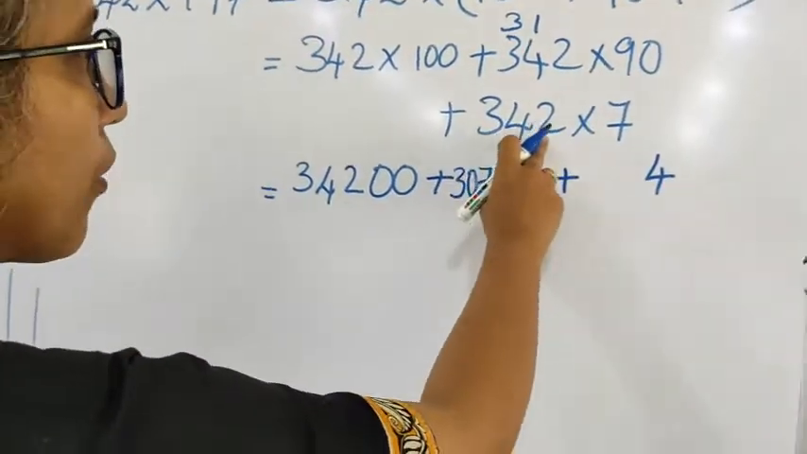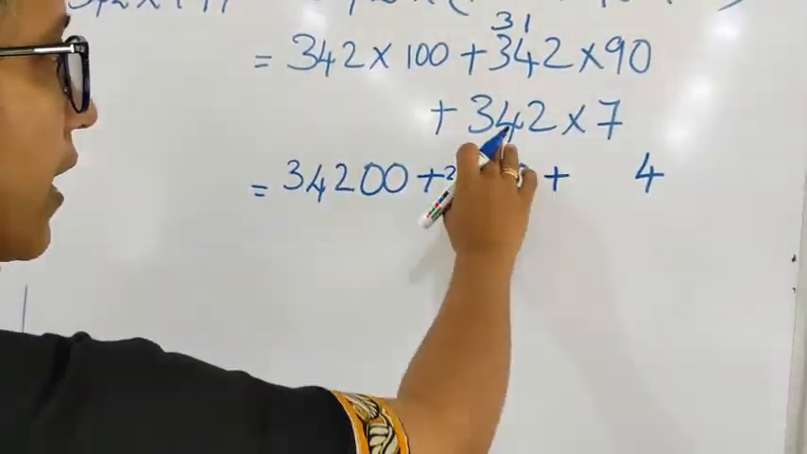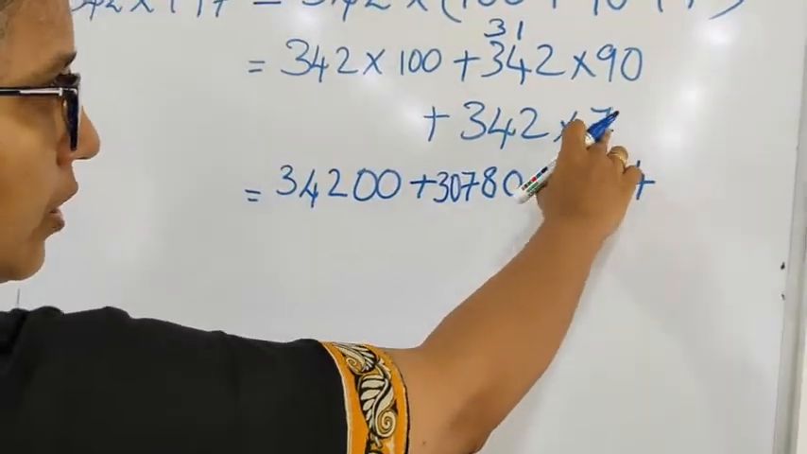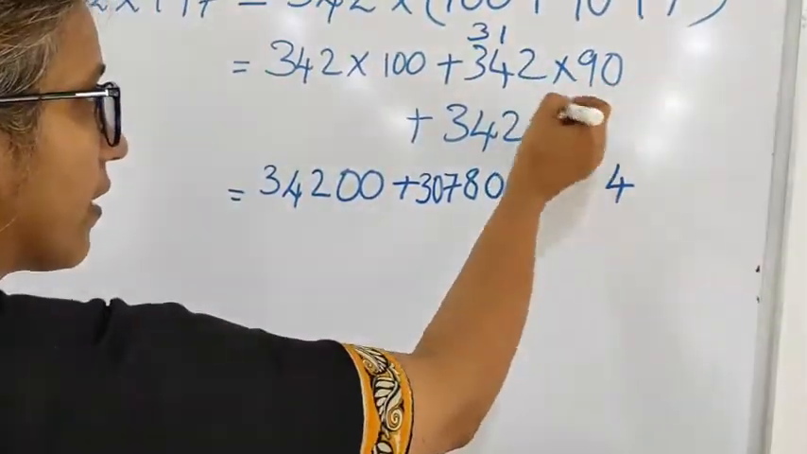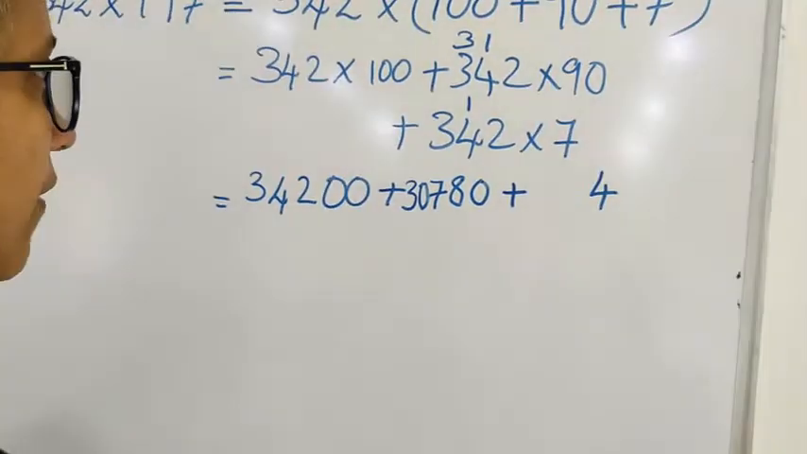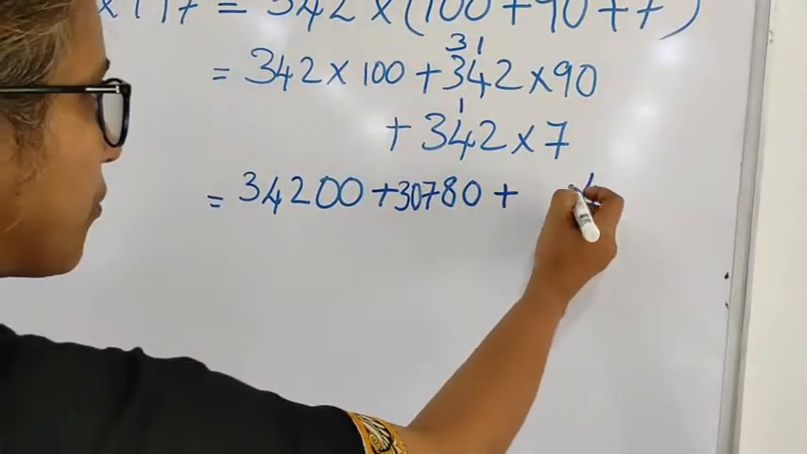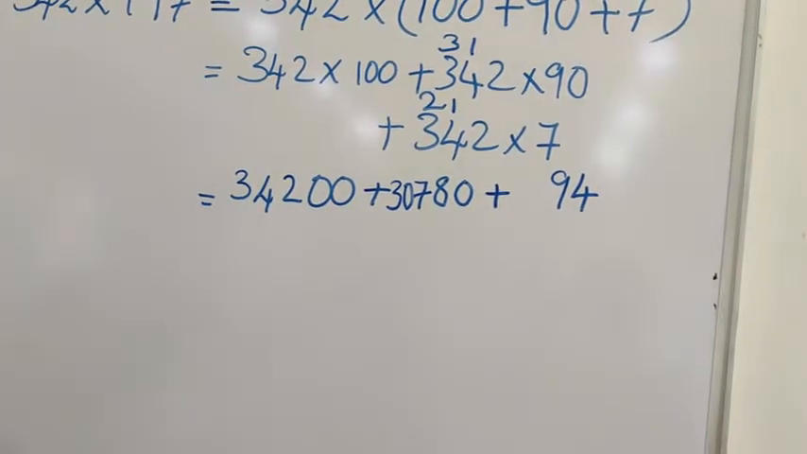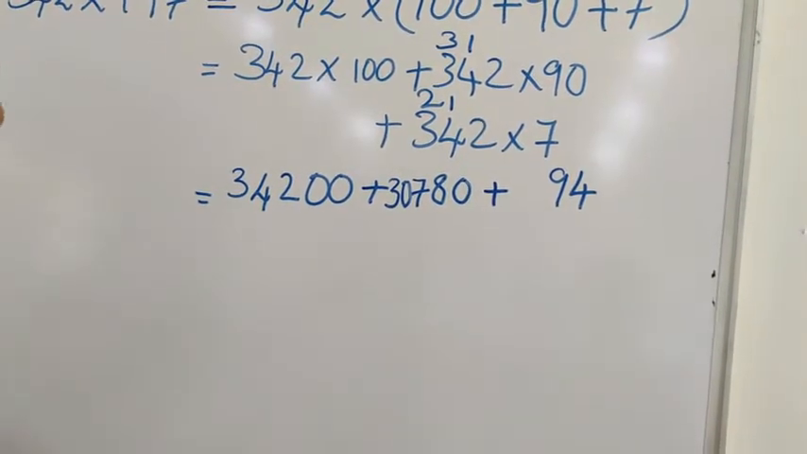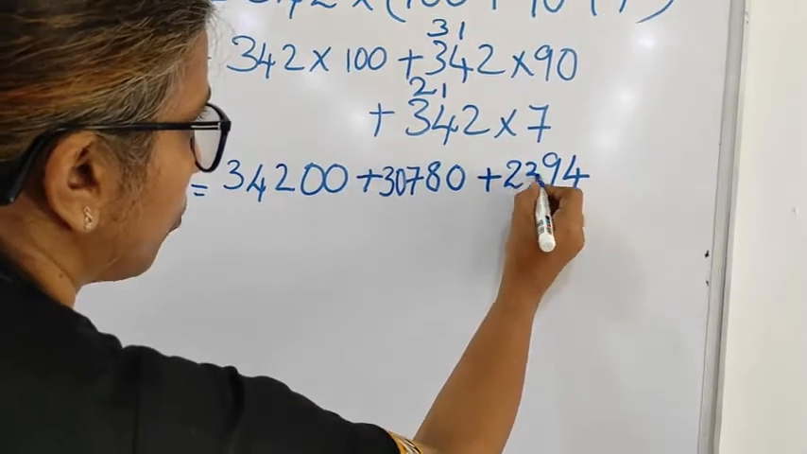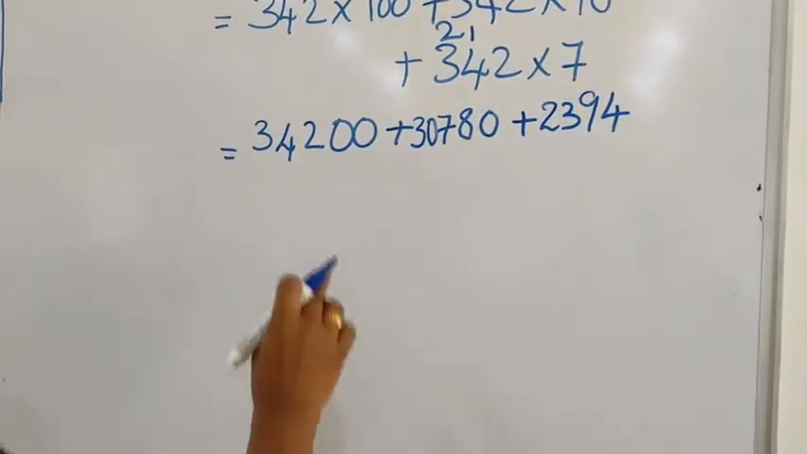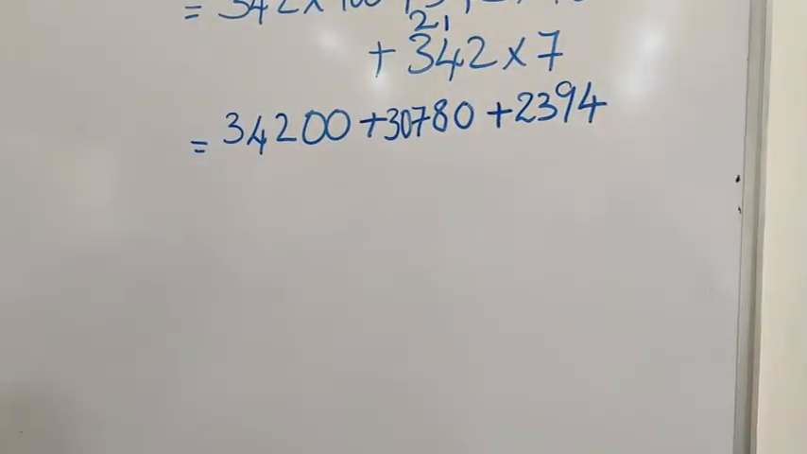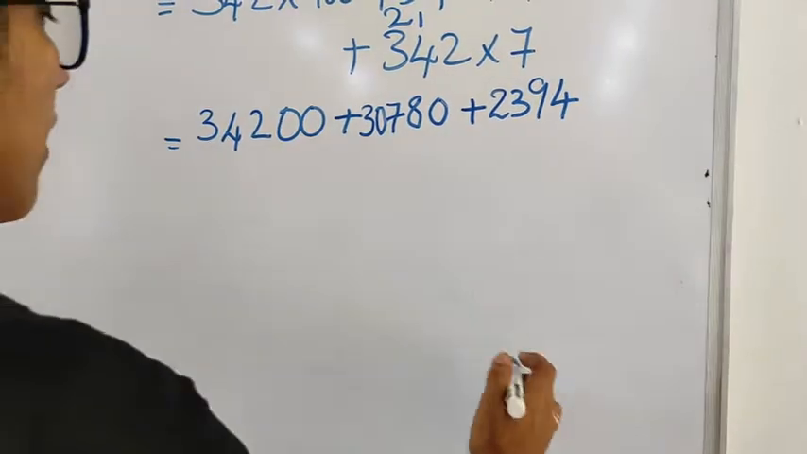Now we have to do 342 into 7. So 7 2s are 14, carry 1. 7 4s are 28, 28 plus 1 is 29, carry 2. 7 3s are 21, 21 plus 2 is 23. 2,394. Now I have to add. How will I understand I have to add? Because the operators are plus.